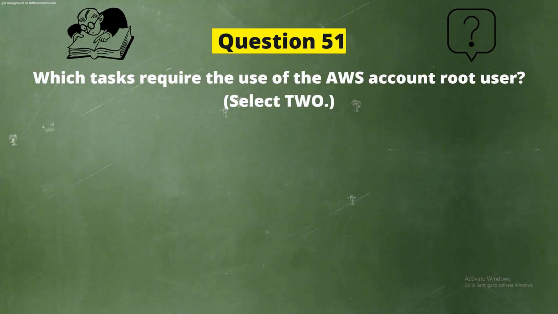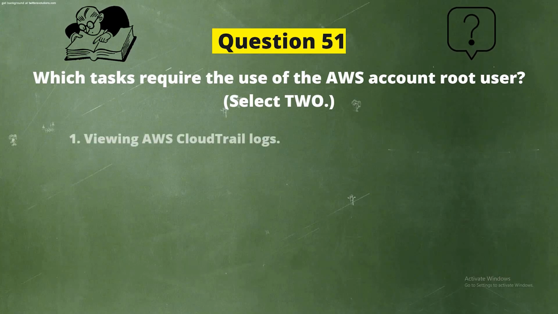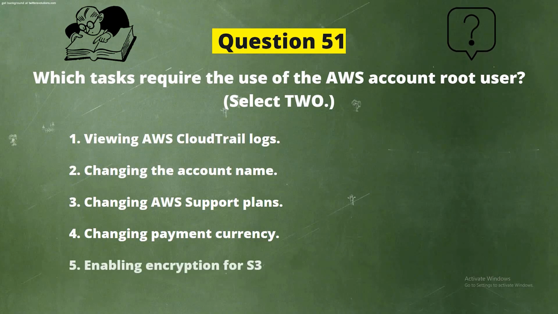Next question. Which tasks require the use of the AWS account root user? Select 2. And the options are: Option 1. Viewing AWS CloudTrail logs. Option 2. Changing the account name. Option 3. Changing AWS support plans. Option 4. Changing payment currency. Option 5. Enabling encryption for S3.